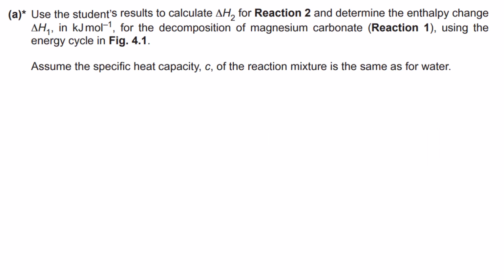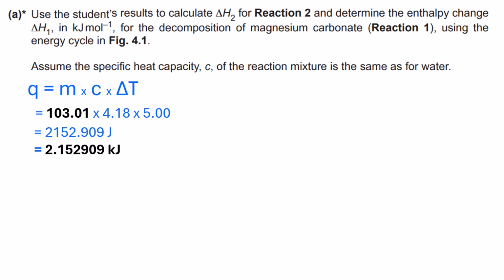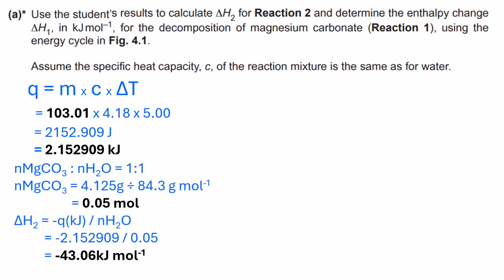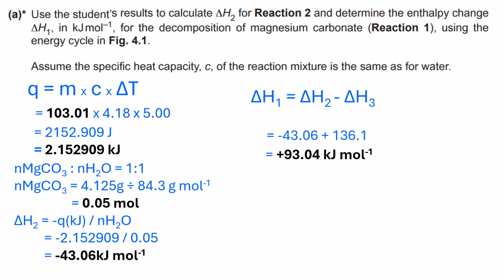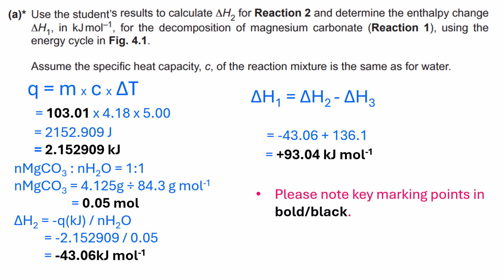So now we've done all our thinking and our calculating, we need to just present it in the way that the examiners want us to. So the first thing to do is to put down our Q equals mc delta T, then the number of moles of water that we're using, and then the delta H2 calculation, and then finally stick that into our Hess's law application calculation. That gives us plus 93.04 kilojoules per mole.